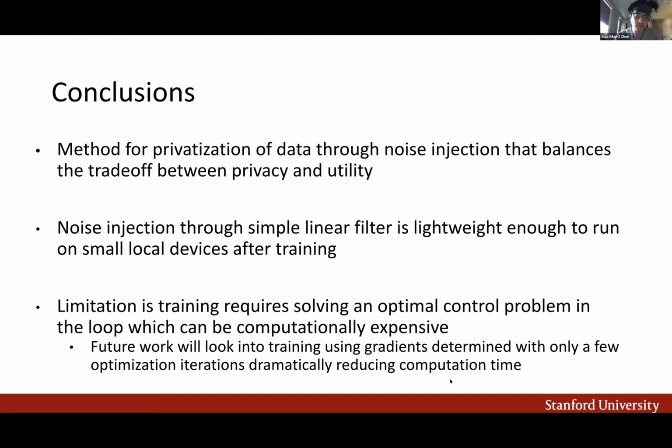There are some limitations for the current version: the training requires solving an optimal control problem in the loop, which can be computationally expensive when we scale it up to many devices. So we're still looking into the training issue and how to speed the min-max optimization up to a very large scale. That's pretty much it.